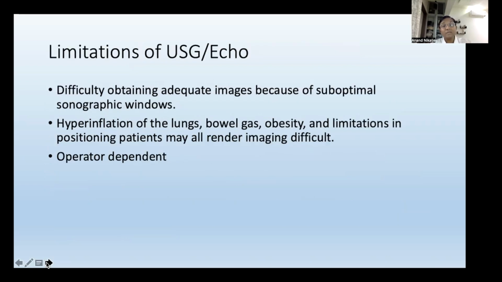What are the limitations of this USG and echo? It is difficult to obtain images in a suboptimal sonographic window. ICU patients sometimes are very difficult to get good windows on. Hyperinflation of the lung, bowel gases, obesity, patients on a ventilator, and positioning problems may render the image difficult, and operator dependency is another limitation of this modality.